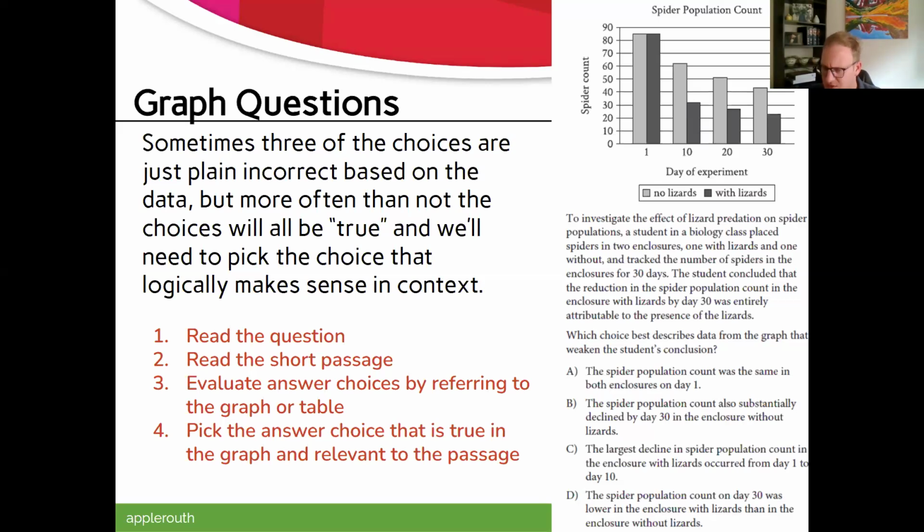I think B is our answer because if it declined in the enclosure without lizards, that means there's some other reason for the spiders dying. Not just the lizards, but another reason as well. So B is our answer for this one. But again, we did that kind of quickly.